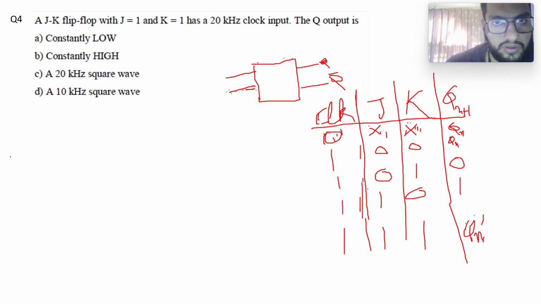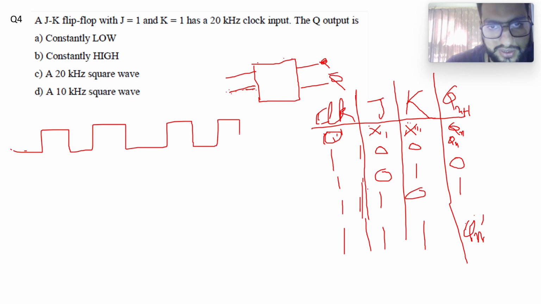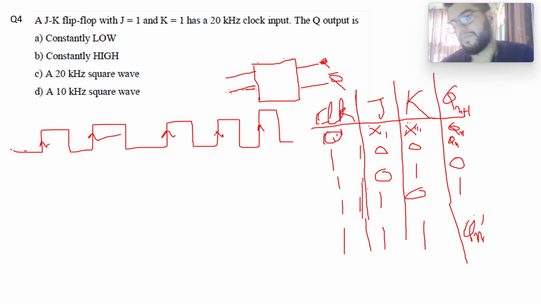Now we have a clock of 20 kilohertz. Let's just assume this is a positive edge triggered flip-flop. We have a clock of 20 kilohertz. It should be symmetric, but forgive my drawing, I'm drawing with a mouse. And the frequency of this is 20 kilohertz. And our input is always 1 1. J is equal to 1, K is equal to 1. So this is your output Qn plus 1.